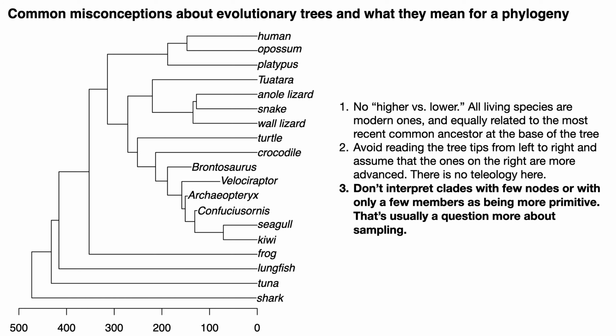And third, don't interpret clades with only a few nodes or a few members as being more primitive. It's usually more about sampling. So if you look at this, the turtle looks kind of lonesome there all by itself, or the tuna, whereas the clade of dinosaurs looks actually pretty deep. That doesn't mean that those groups have more advanced characteristics about them. What it means is that those are about the choices that we made when we were sampling to choose the taxa that we wanted to compare in the first place.